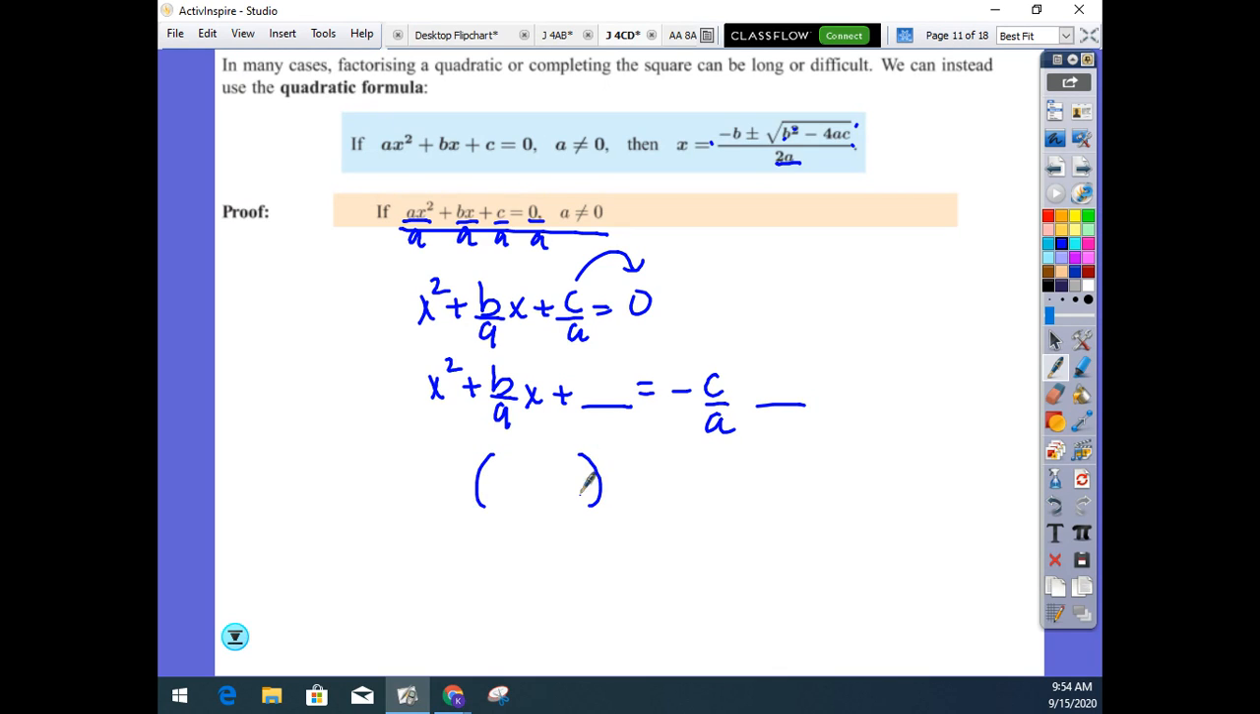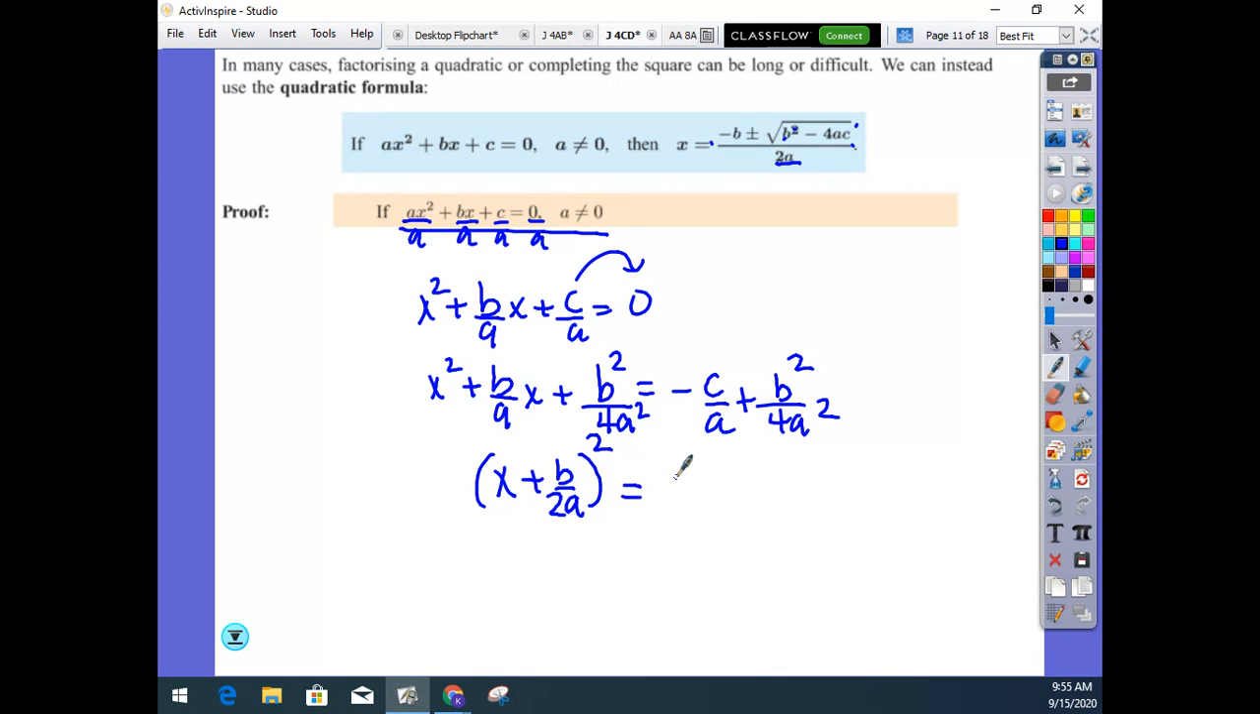We take half of the middle term. When you take half of a fraction, you just double the denominator. Squared, if I take b over 2a squared, I get b squared over 4a squared. Add that to both sides.